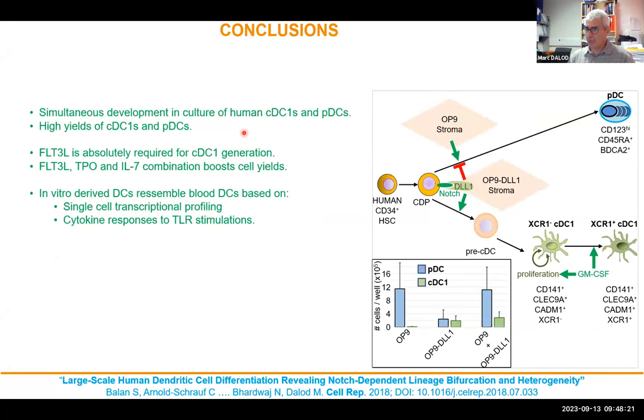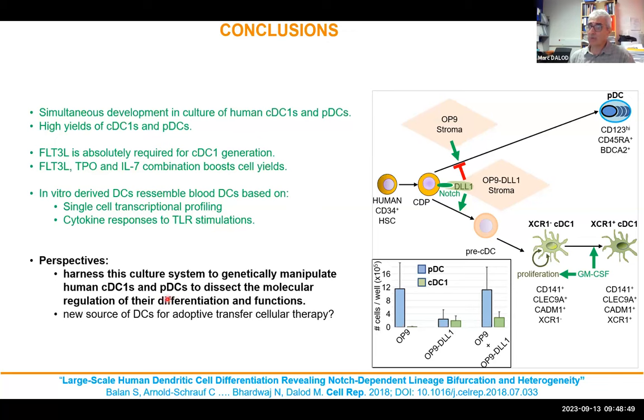So we could show that we had simultaneous development of human CDC1 and PDC in this culture system with high yields, that FLT3 was absolutely required for CDC1 generation, and that it synergizes with thrombopoietin and IL-7 for having high yields, and that our in vitro derived PDCs and CDC1, on the basis of single-cell transcriptional profiling and cytokine response to TLR stimulation, were behaving like normal blood CDC1 and PDCs.